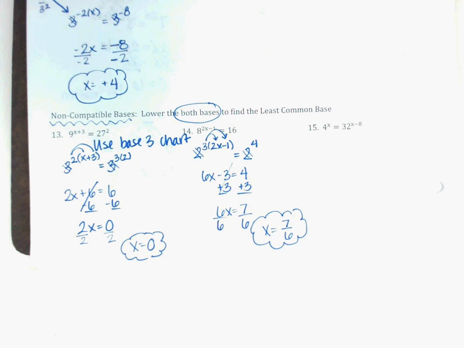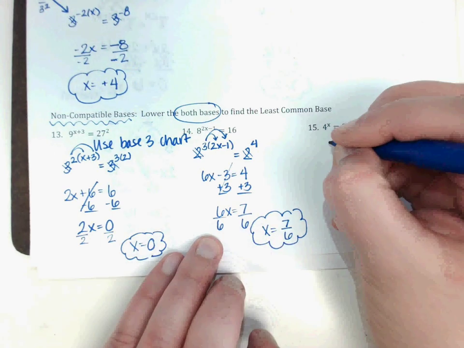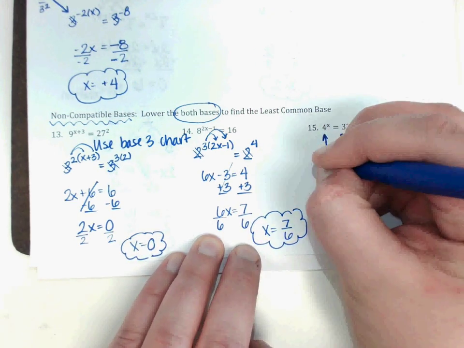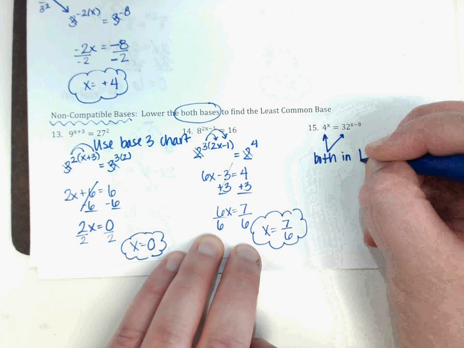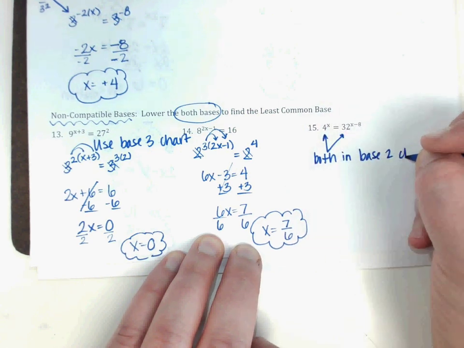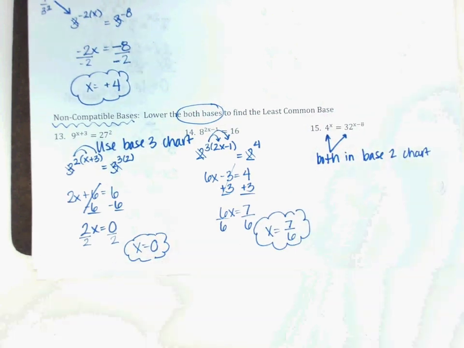Okay, no big deal. Now, number 15, we're not going to do it, but we're going to rewrite it. So look at your charts, flip back. Is 32 in 4's chart? No, but what chart are they both in? Okay, they are both in the base 2 chart. So rewrite it, we'll check it, and then we're going to move on.